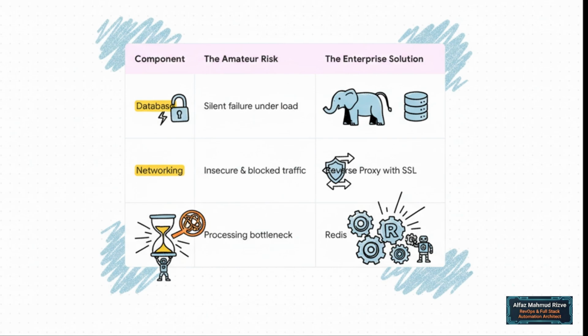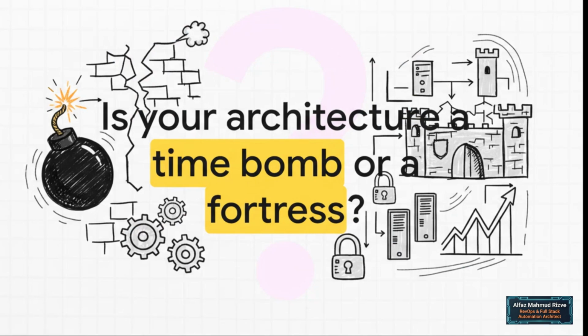For your database, the risk is silent failure. The solution is PostgreSQL. For networking, it's insecure traffic. The solution is a reverse proxy. And to handle scaling, you avoid that bottleneck with Redis and distributed workers. It's that simple. And that brings us to the final question you need to ask yourself. Look at your own systems, or maybe the ones you're planning to build. After everything we've just covered, be honest. Are you building a ticking time bomb, or are you engineering a fortress? The choice is yours.